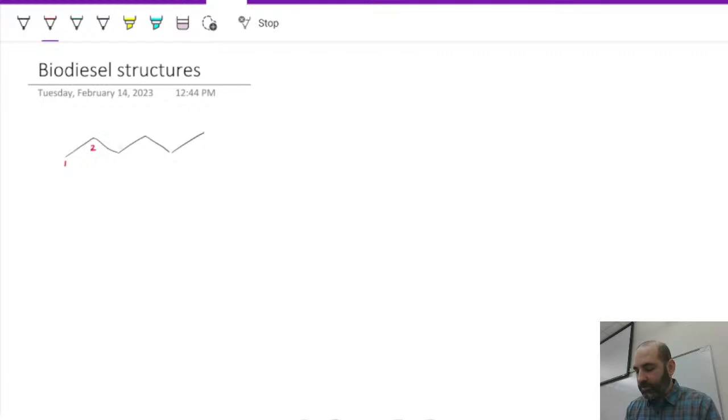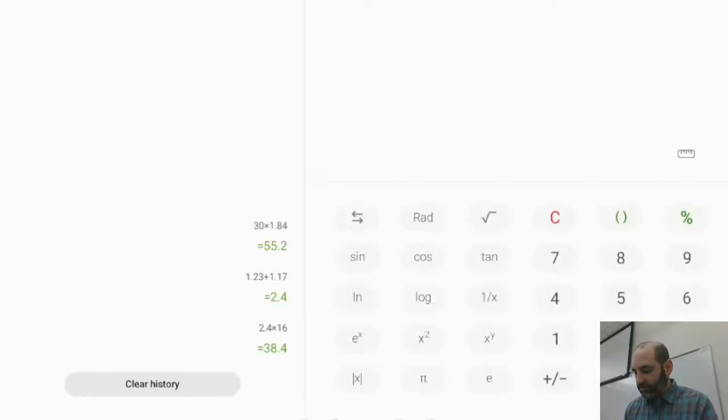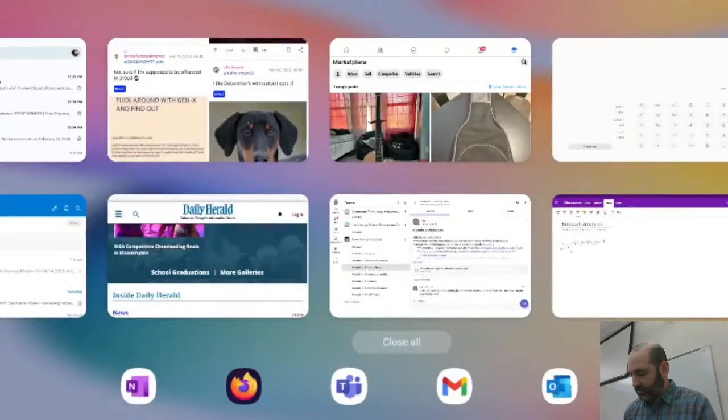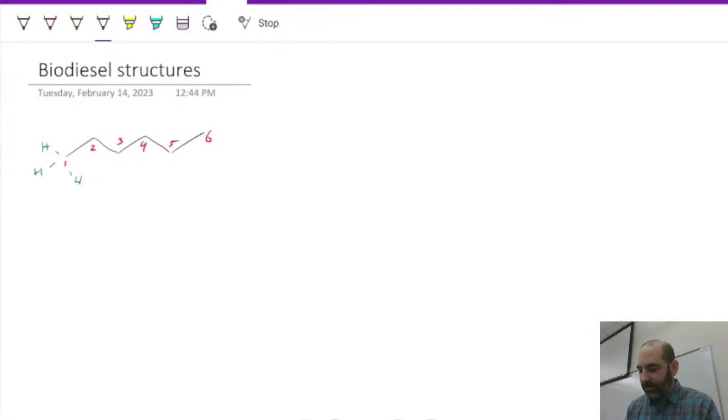But remember that we draw these carbon chains like this. 1, 2, 3, 4, 5, 6 carbons in this chain, and then we assume enough hydrogen atoms so that each carbon has 4 bonds. So this first one would have 3 hydrogens that aren't shown. The second one would have 2, and so on. So go back if you're not sure about that, because we're going to be using these structures pretty much exclusively with the biodiesel because these molecules are so large.